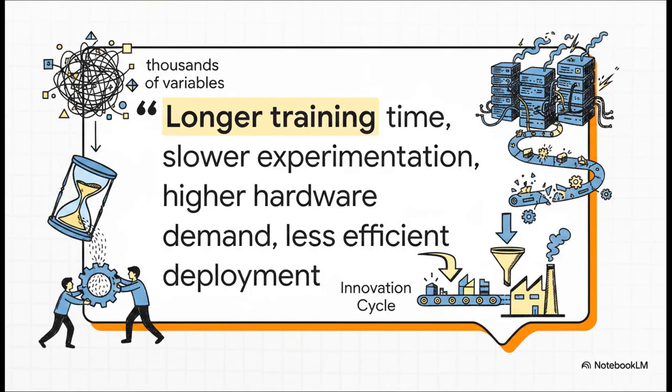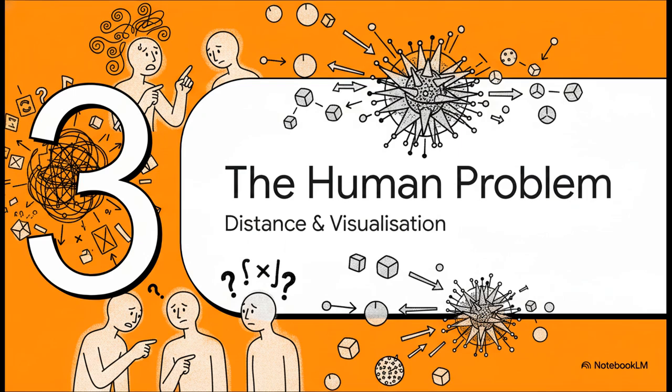So the crucial point here is that this complexity creates immense real-world friction. When your system is bogged down by thousands of variables, you're looking at longer training times, way slower experimentation, and sky-high hardware demands. If you're working with large data sets or systems with limited resources, this leads directly to a much less efficient deployment. It literally slows down your entire cycle of innovation. And finally, we face symptom number three, the human and analysis problem.